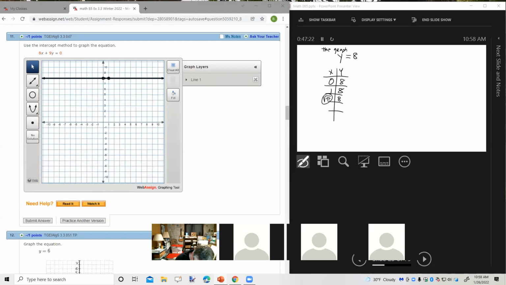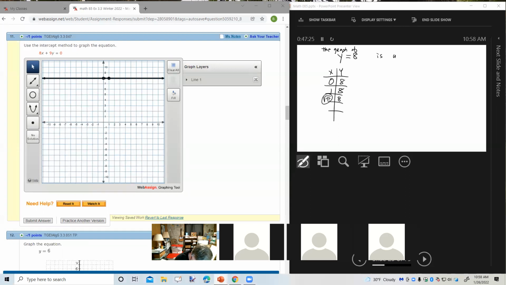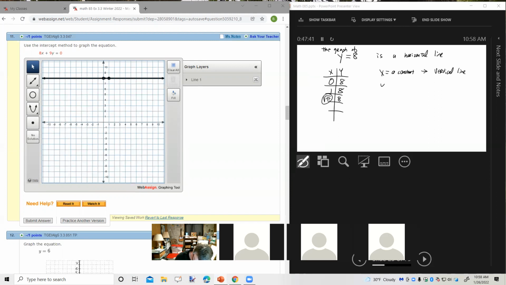A horizontal line. Yep, the graph of y equals 8 is a horizontal line. So x equals a constant, meaning just a number, gives a vertical line. And y equals a constant gives a horizontal line. In fact, maybe I should write this down. Vertical line, horizontal line.